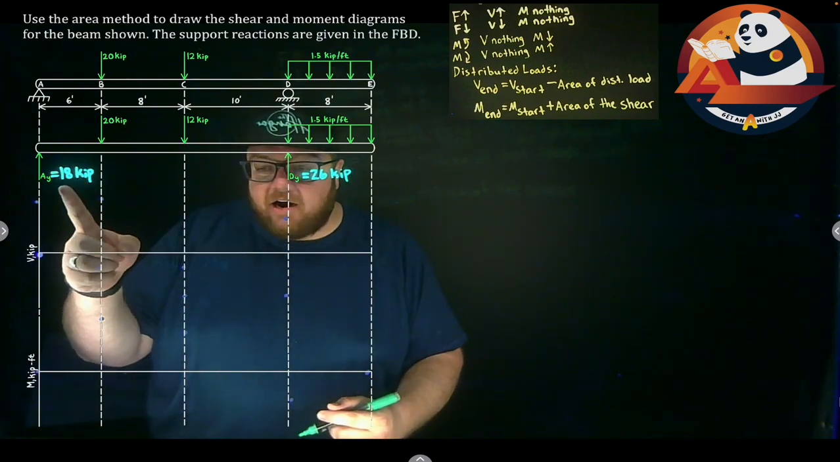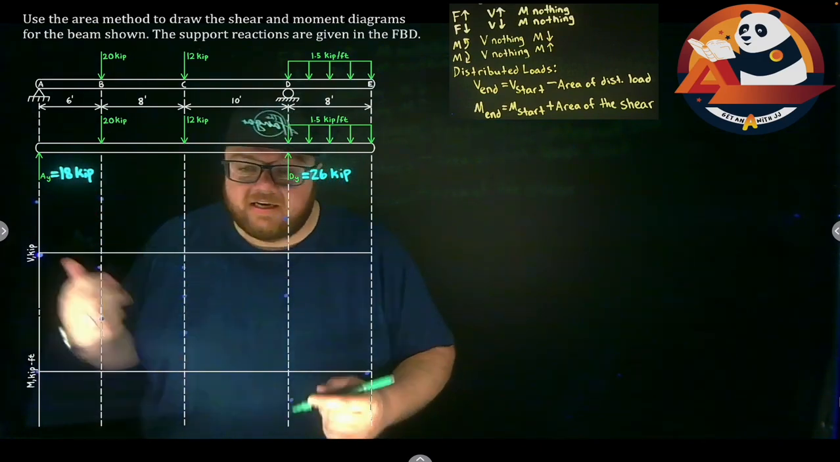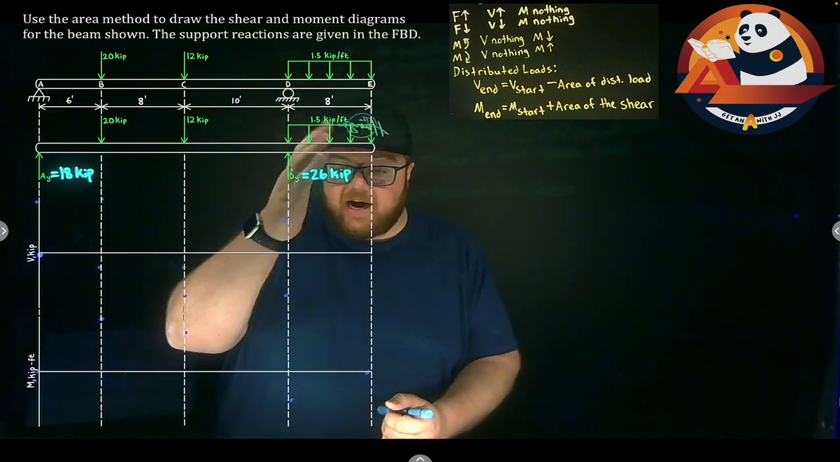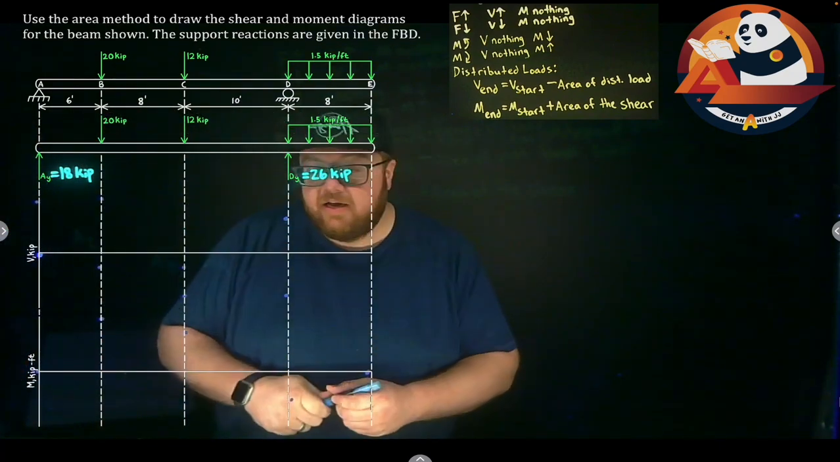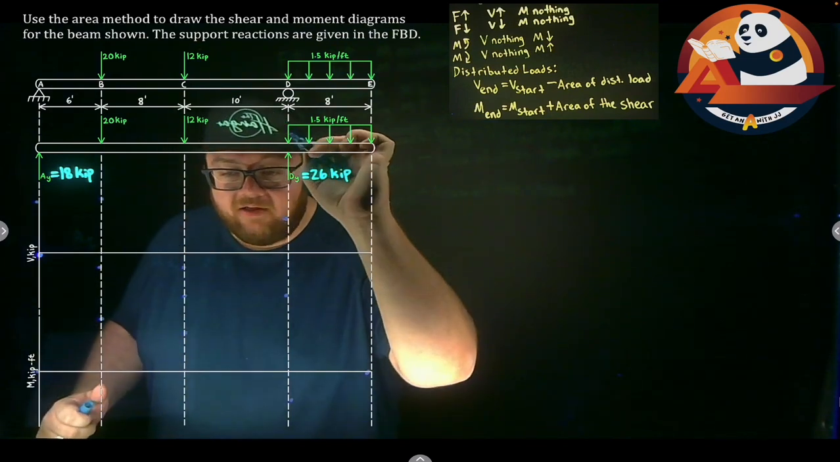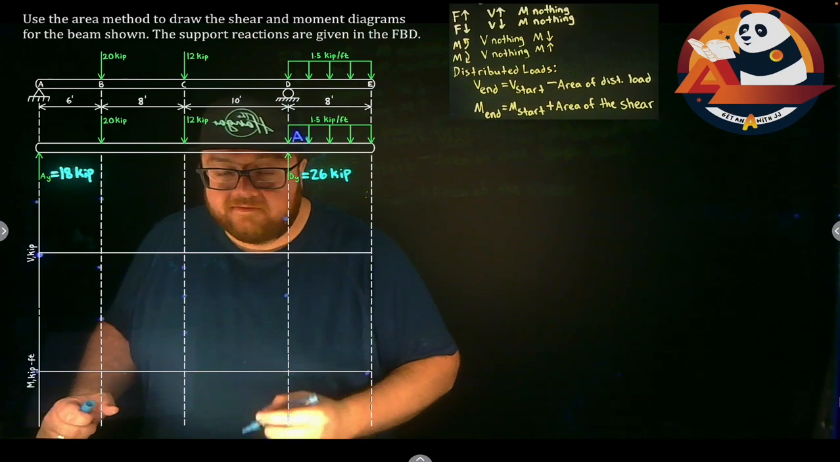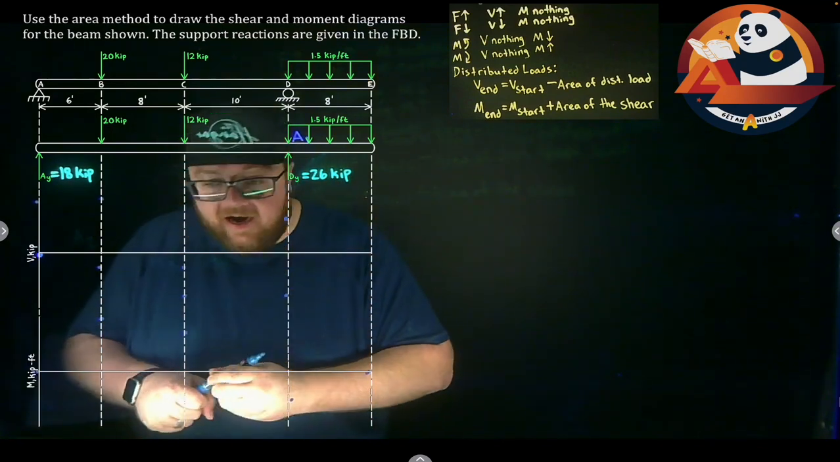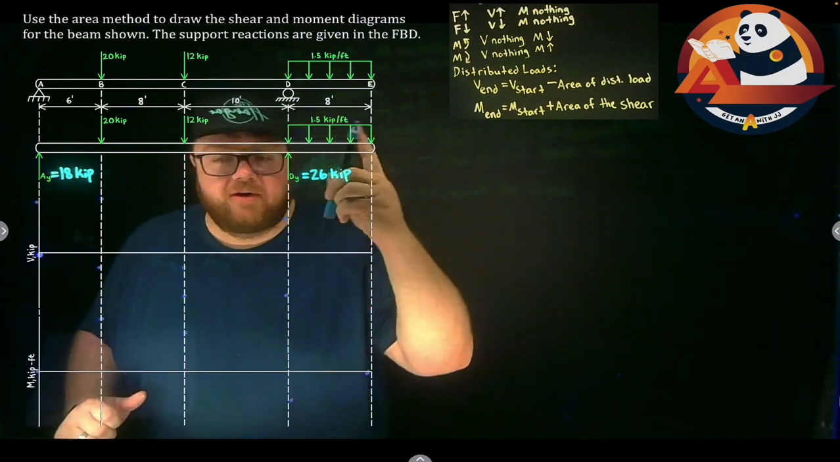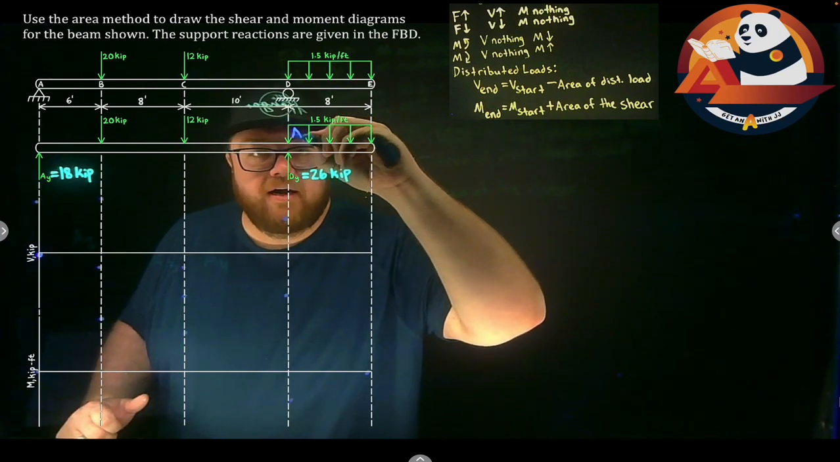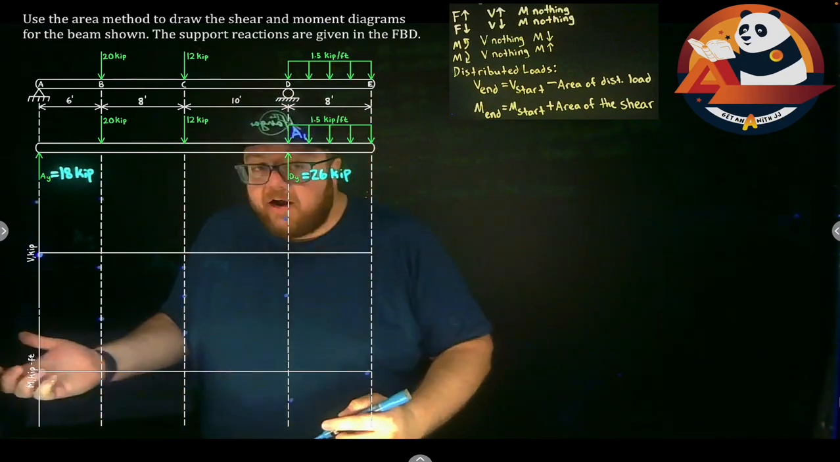We're given our supports, 18, 26. Let's come in and break this into areas. So in our free body diagram, there's really one distributed load. Let's find its area. I'm going to call this area 1, A1. And I'll need to find area 1 to really get this up and going, to be able to finish my shear diagram. Area 1's a rectangle.